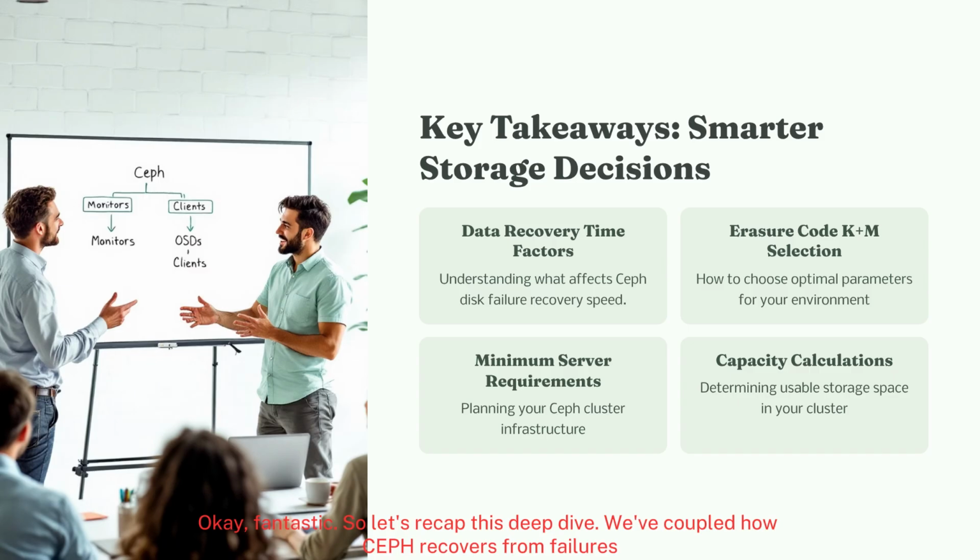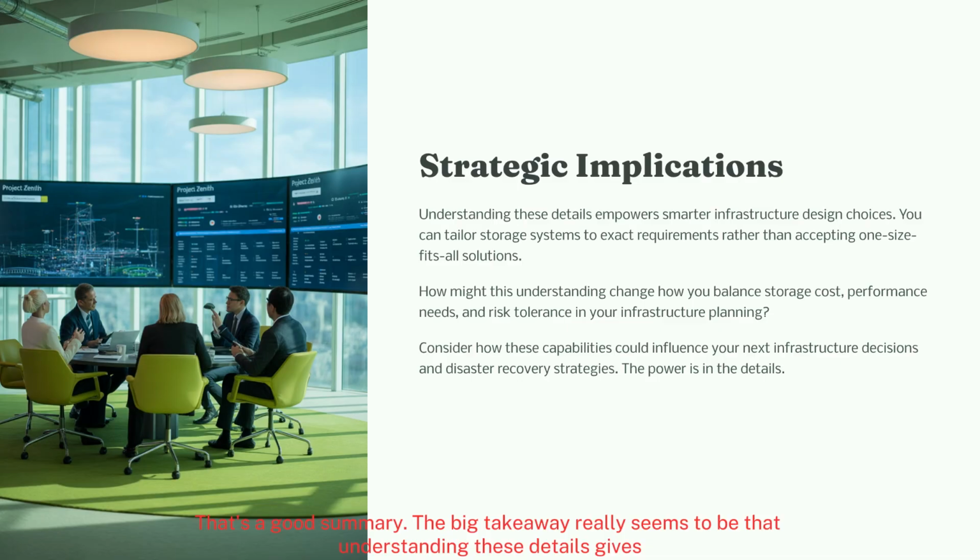Okay, fantastic. So let's recap this deep dive. We've covered how Ceph recovers from failures, focusing on damaged data, leveraging the whole cluster. We've demystified Erasure Code's K and M numbers and their impact on space and performance. We looked at how K plus M dictates minimum server counts, balancing cost and resilience. And finally, how to calculate that all-important usable capacity, considering raw space, protection, overhead, and features like thin provisioning. The big takeaway, really, seems to be that understanding these details gives you the power to make much smarter choices about designing and managing your storage infrastructure. You can tailor it to exactly what you need.